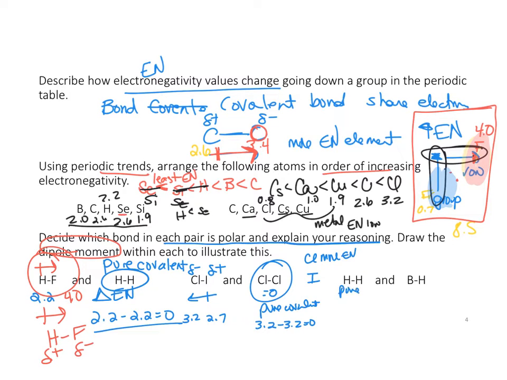Once again, HH is pure covalent, and then boron and H: boron is 2.0 and H is 2.2. So in that case, H is up here, kind of like a group 7 non-metal, and that would be your dipole.